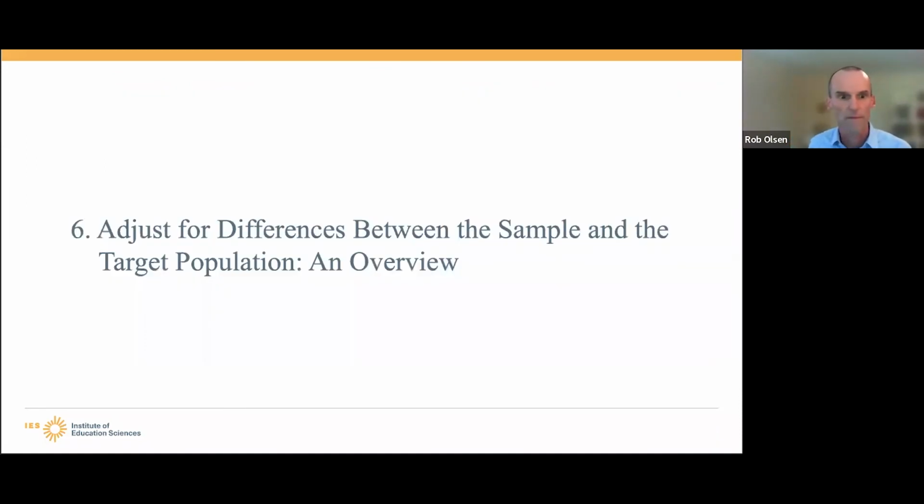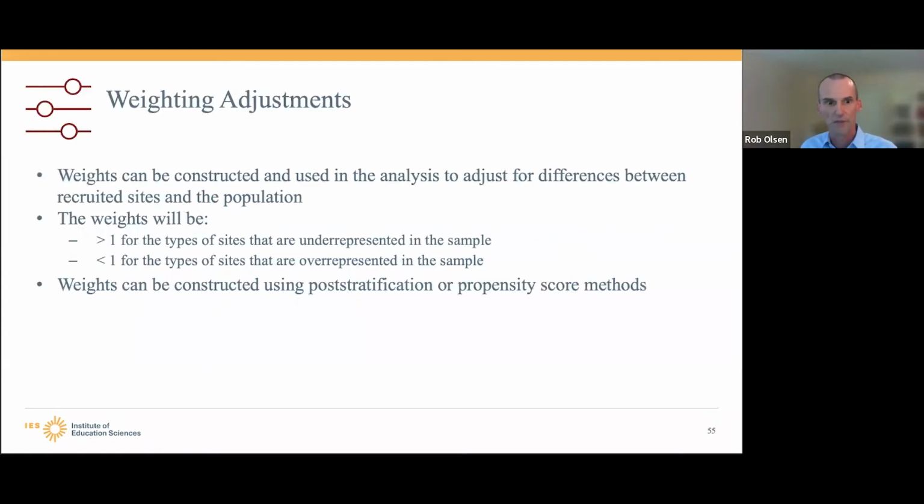Next slide. Okay. So the sixth recommendation in the guide is to adjust for differences between the sample and the target population. And I'm going to give a very brief overview of these methods. The first involves weighting adjustments. Weights can be constructed and used to adjust for differences between the sample and the target population, between participating schools and all schools in the population. So these weights will be set greater than 1 for the types of schools that are underrepresented in the sample to weight them up, and they'll be set less than 1 for the types of schools that are overrepresented in the sample to weight them down.